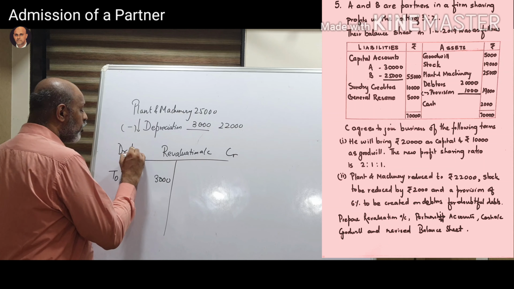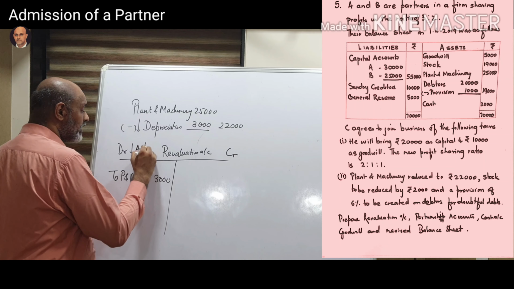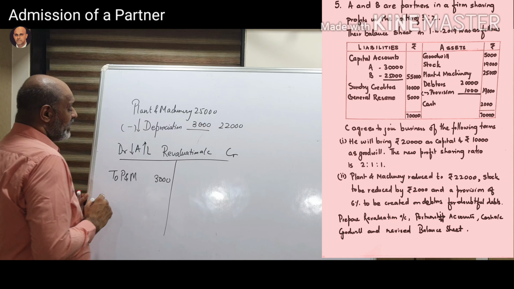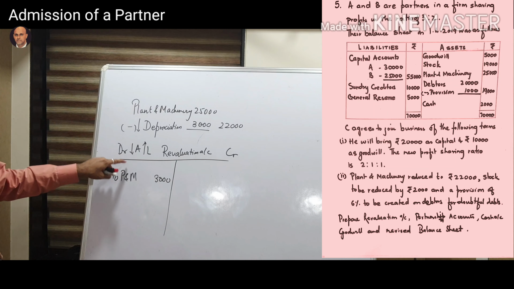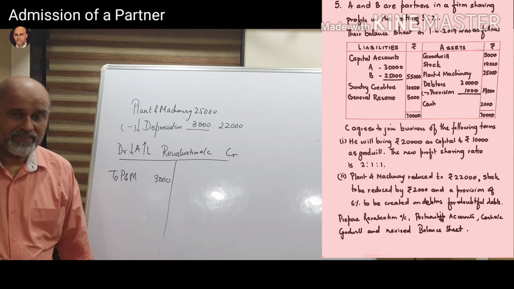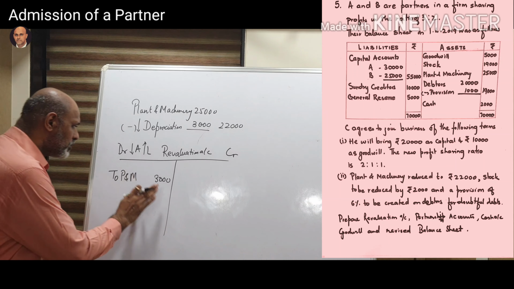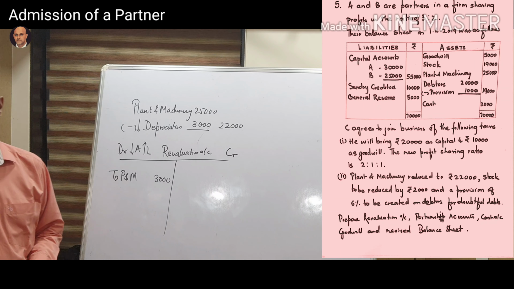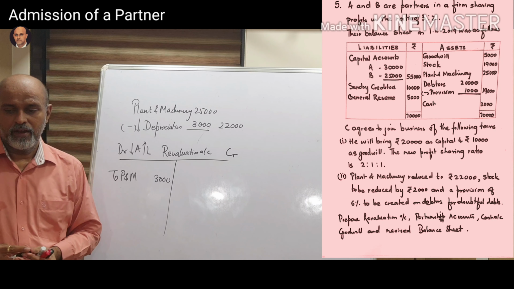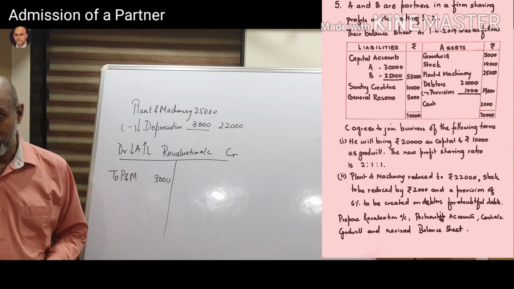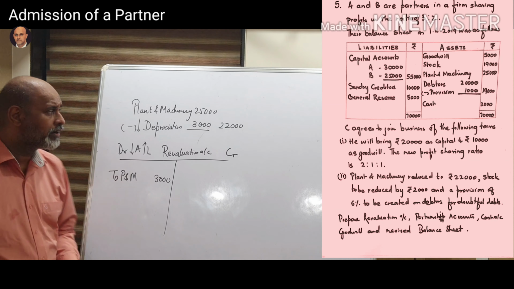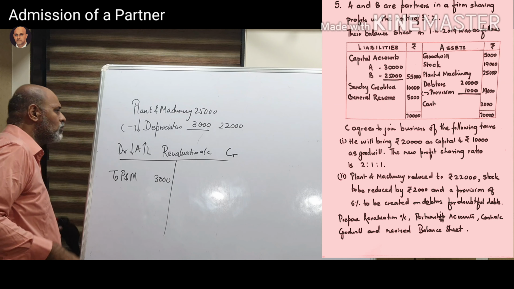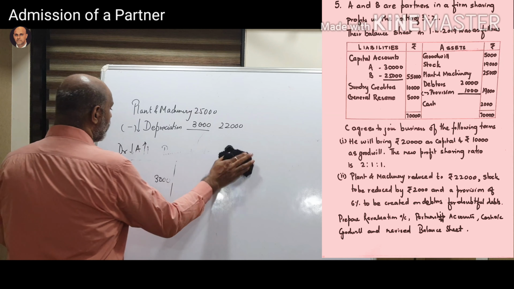Why? It's a loss. Value of the asset is falling down or the value of the liability is rising. In case of the value of the asset falling down or the value of the liability rising, we put it on the debit side of your revaluation account. Okay, fine. So that is plant and machinery. They have told stock is to be reduced by 2,000. Almost a similar type of adjustment.